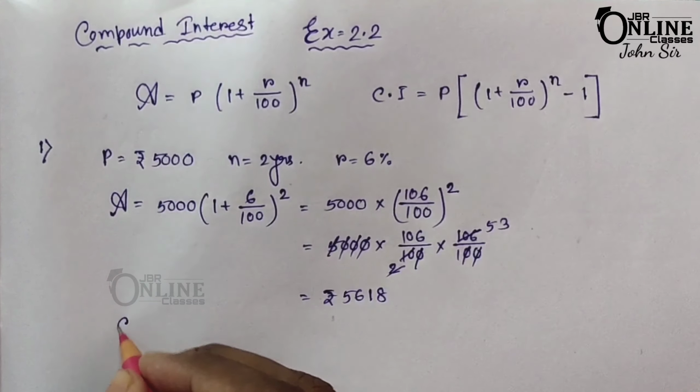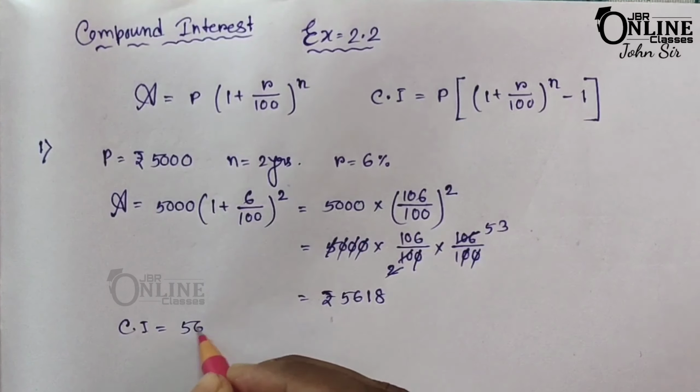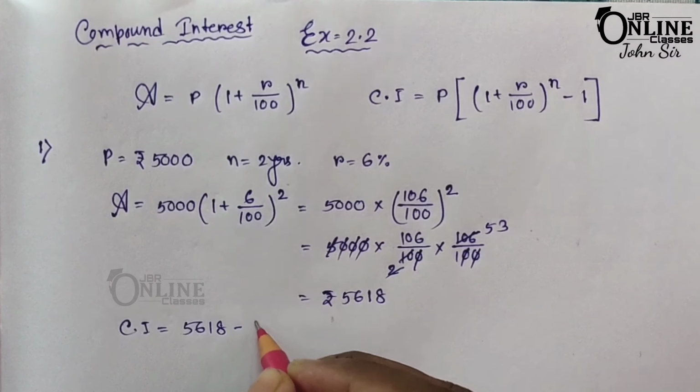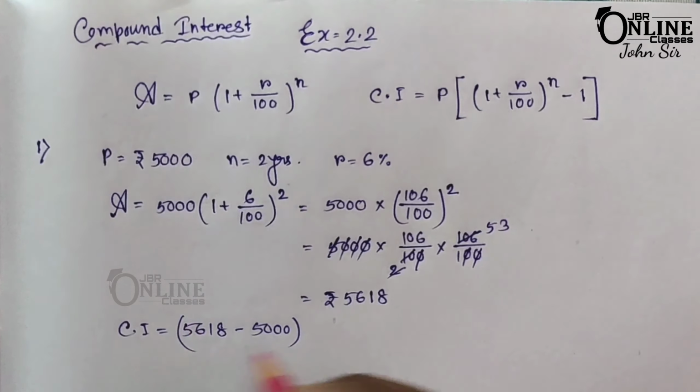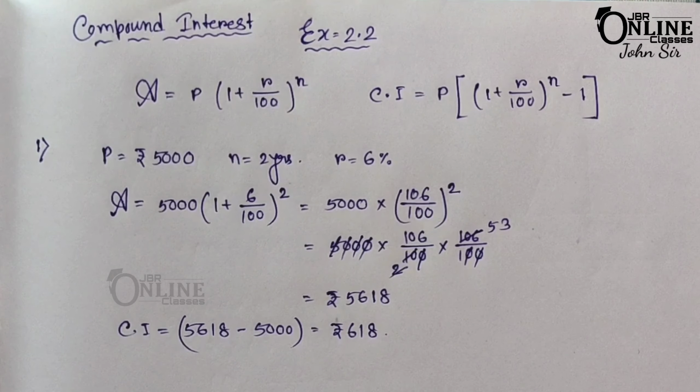So here 5618 is your amount. Now you have to find out the compound interest. So here the compound interest will be amount minus principal, and that equals rupees 618.